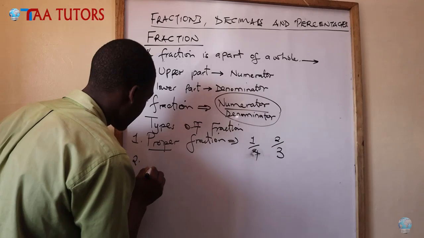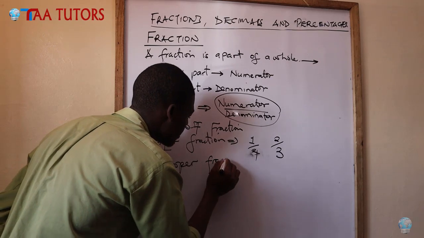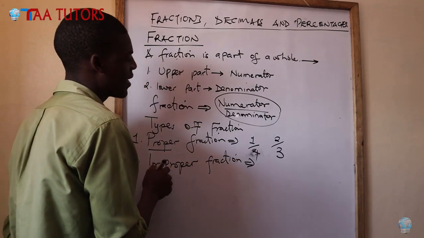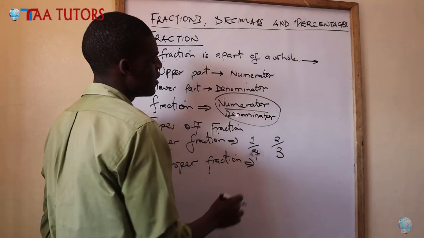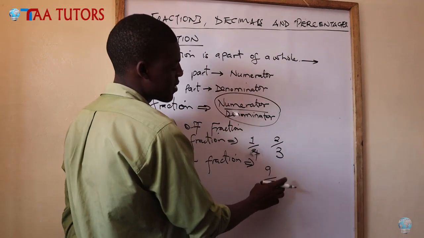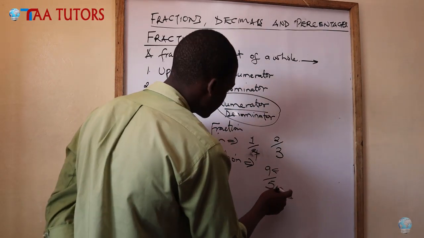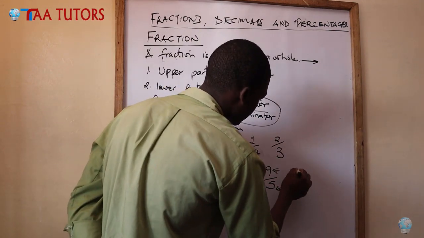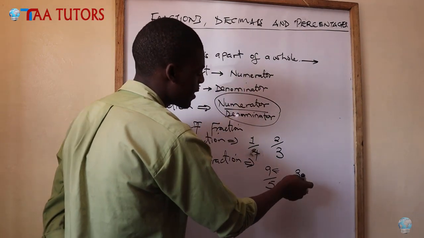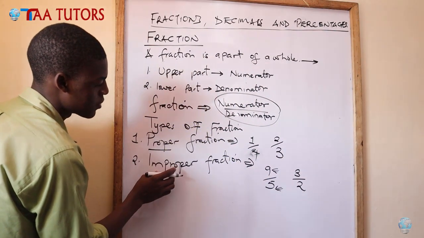Number 2 is an improper fraction. Now, improper fraction is the opposite of proper. Improper is where the numerator is bigger than the denominator. We can have 9/5. 9 is greater than 5. So when the numerator here is greater than the denominator, we say it is an improper fraction. Another example, I can take this and reverse it. We see that I have 3/2. 3 is greater than 2, and that 3 is the numerator. So when the numerator is greater than the denominator, we have an improper fraction.